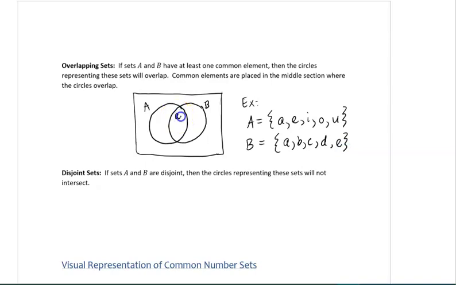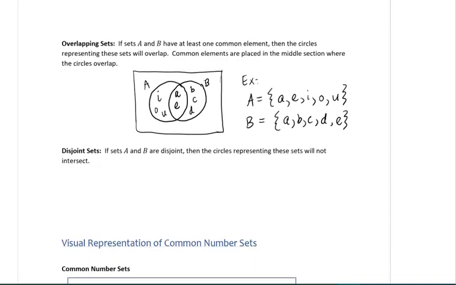Notice that these sets have letters A and E in common. So those would be placed in the middle section where those sets are overlapping. The other elements of set A would be placed off to the side in the A circle, but not in the B circle. Likewise, the remaining elements in set B would be placed in the B circle, but not within the A circle.